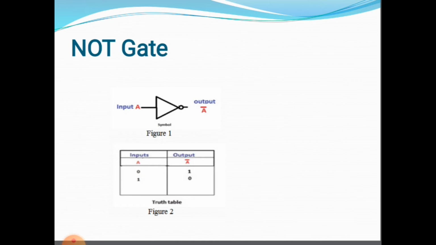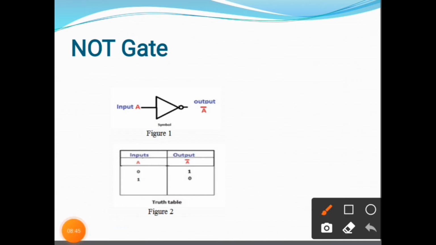Figure 1 shows the logical symbol for a NOT gate, and figure 2 shows the truth table for a NOT gate. Look at this table. When we use A equal to 0, then the output will be 1, and when we use A equal to 1, then the output will be 0. The NOT operation is also referred to as an inverter or complementation. The presence of a small circle known as a bubble always denotes inversion in a digital circuit. This bubble denotes the inversion in a digital circuit. Look at this bubble.